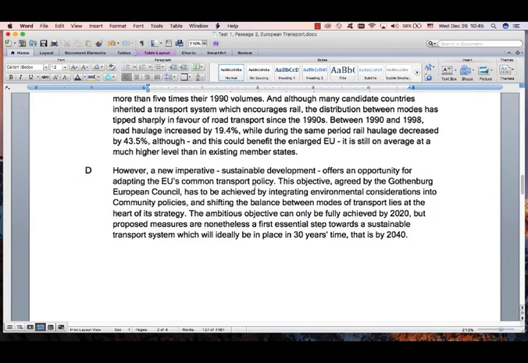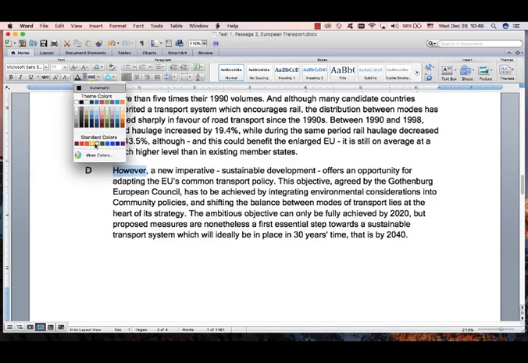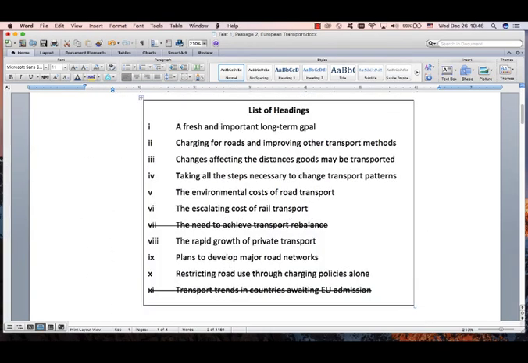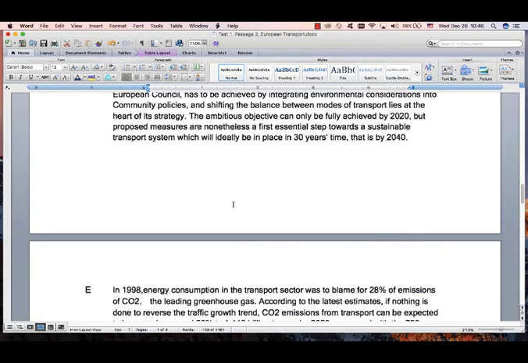Okay. However, a new imperative. This however, and please notice the howevers, they always, or not always, but very, very often introduce important information. A new imperative, sustainable development, offers an opportunity for adapting this policy. Fresh and important long-term goal. That's quite interesting. A new imperative, that's fresh. Imperative is an important goal. Charging for roads, no. Distances, no. All steps necessary. Environmental, rail. Rapid growth of private, major road networks, road use. So I don't know if it's enough, but I'm going to keep that in mind. They do mention a fresh and new imperative.